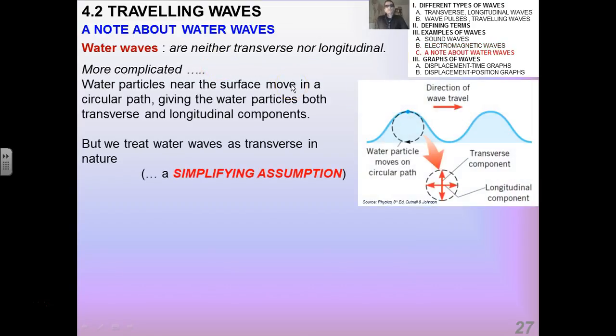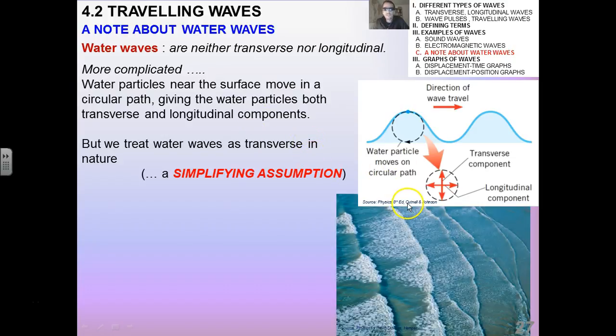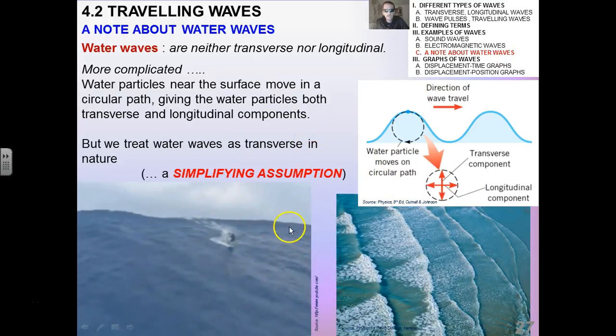All right, I want to switch gears here and talk about water waves. I've talked about water waves a little bit. I've alluded to the fact that they're more complicated than transverse or longitudinal waves, and they're neither, okay? So water particles near the surface move in a sort of circular path, and that gives the water particles both transverse and longitudinal components, but as a simplifying assumption, we treat them as transverse waves, okay?